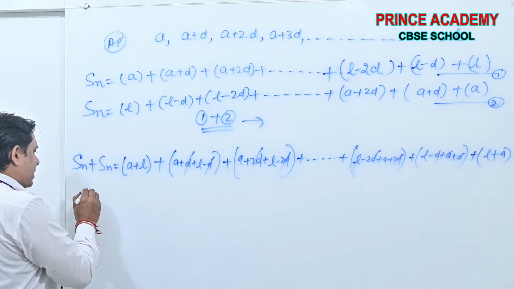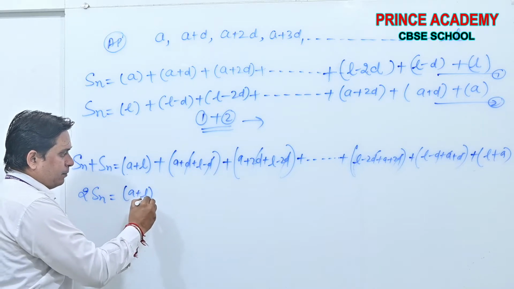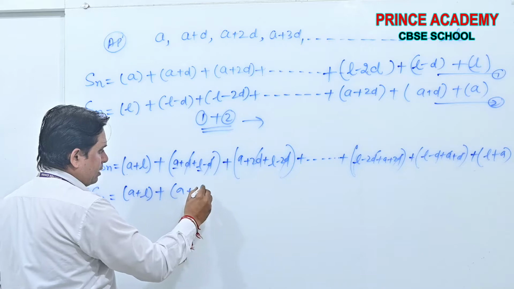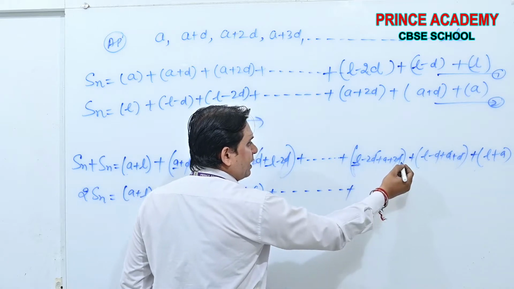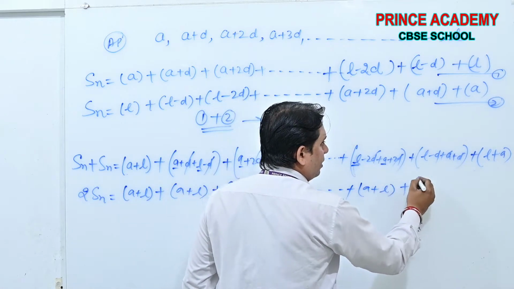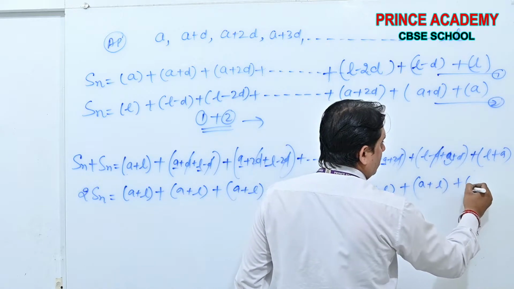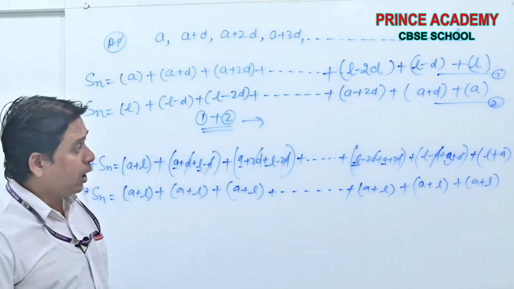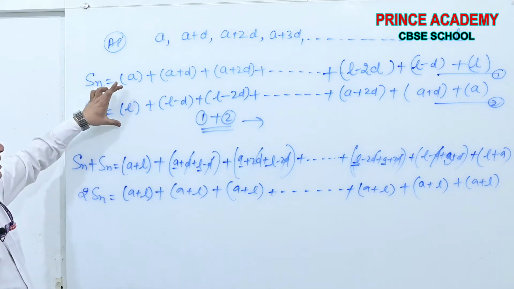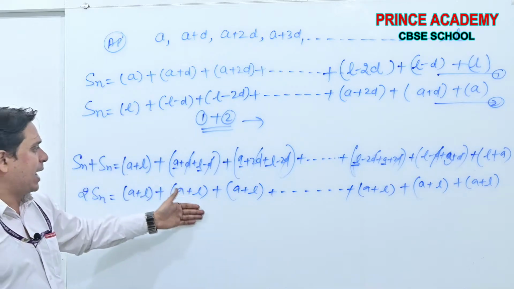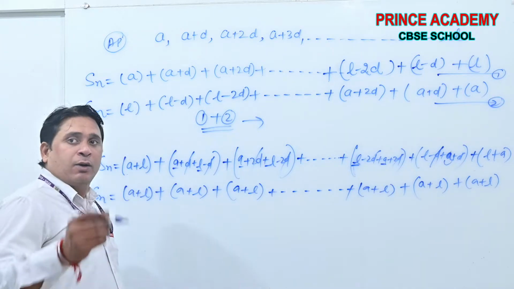Now see beta, Sn plus Sn, 2Sn. What is this? A plus L. What is L plus A? A plus L. Oh, sorry, I got it. A plus L. Okay, beta. Now see here. If we added equations 1 and 2 and added the respective terms, we got A plus L, A plus L, A plus L up to n terms. Yes or no?